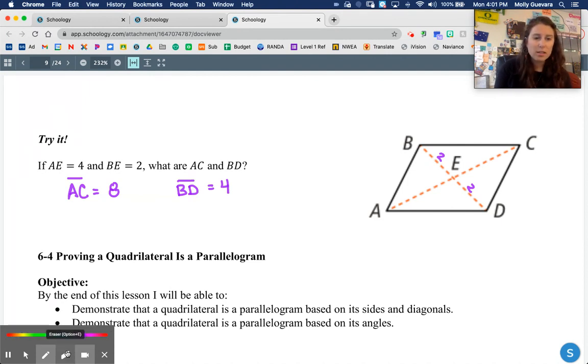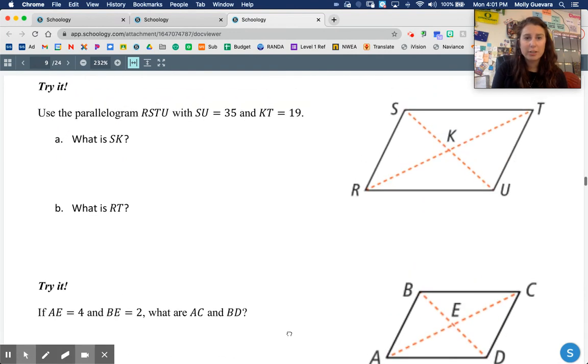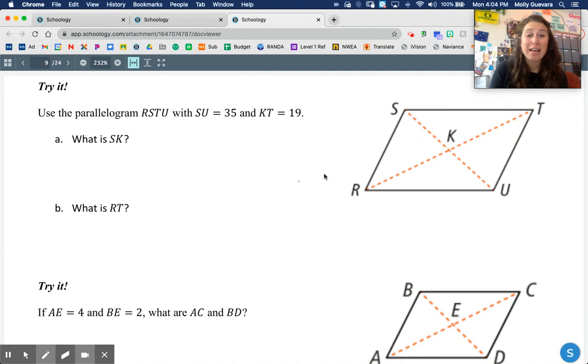Okay, so hopefully nothing too crazy here. The last one is one I want you to try on your own. So you're going to hit pause on the video and give this a shot. When you are ready to go over it, hit play on the video and then we'll review it together.